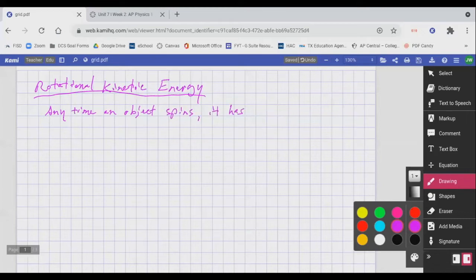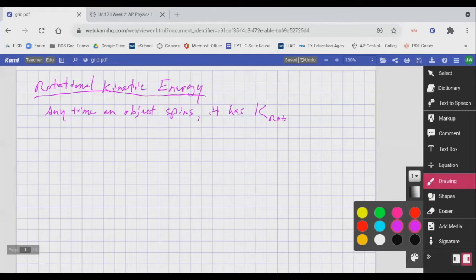And I'm going to abbreviate. So kinetic energy, we had just a K. For rotational kinetic energy, I'm going to use a K, and then for a subscript, I'm going to put ROT, K-ROT. That's rotational kinetic energy. All right, that'll be our abbreviation. That'll be the way that we signify it in our equations.